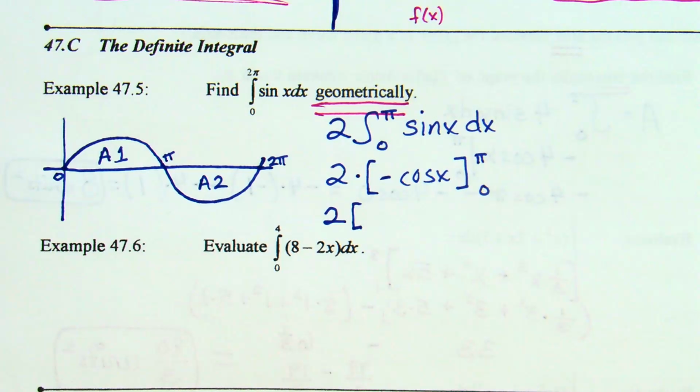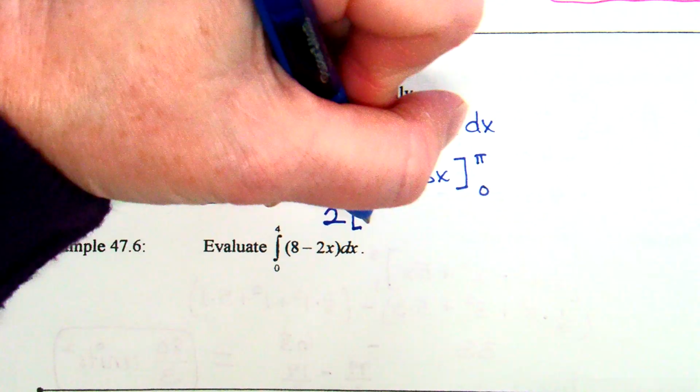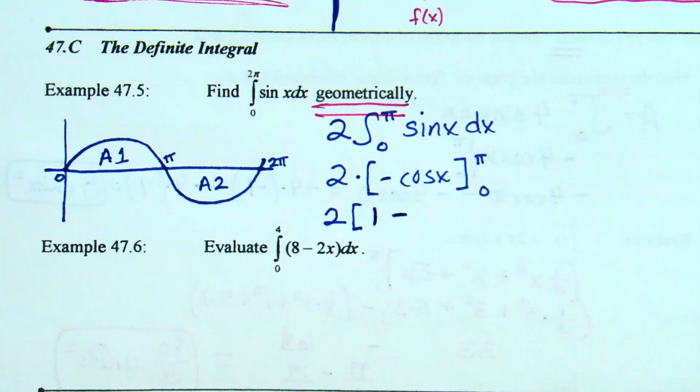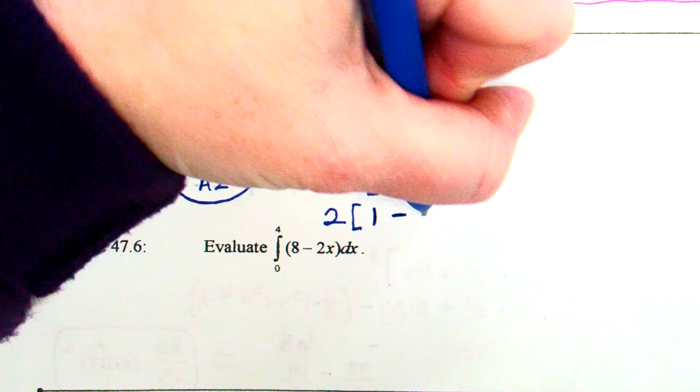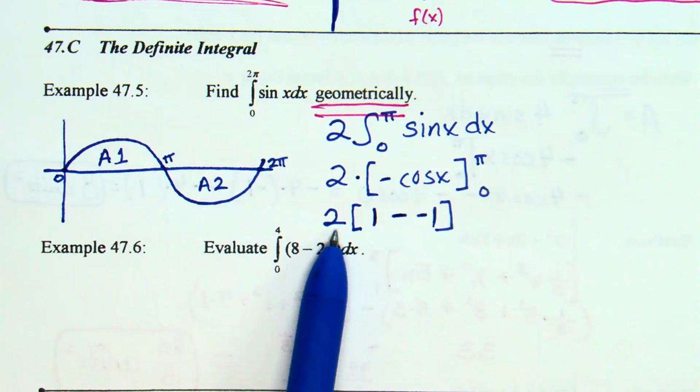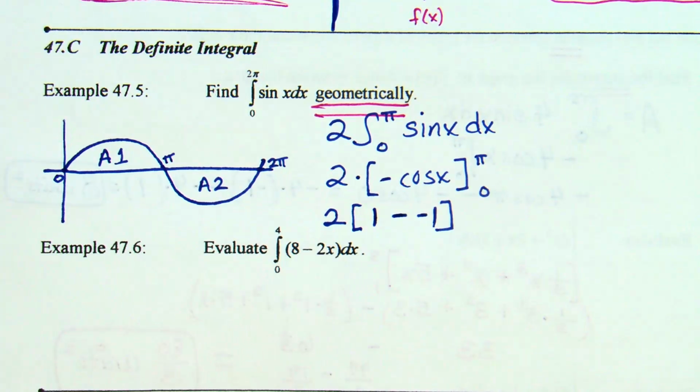Cosine of pi would be negative 1. The negative 1 is positive 1. Minus negative cosine at 0. Cosine at 0 is 1. So it's minus negative 1. Now, I think I did it without saying it. Did you see what I did with this 2 out here? I just kept the 2 out here, and I'll go ahead and do the math, and I'll multiply 2 at the end.